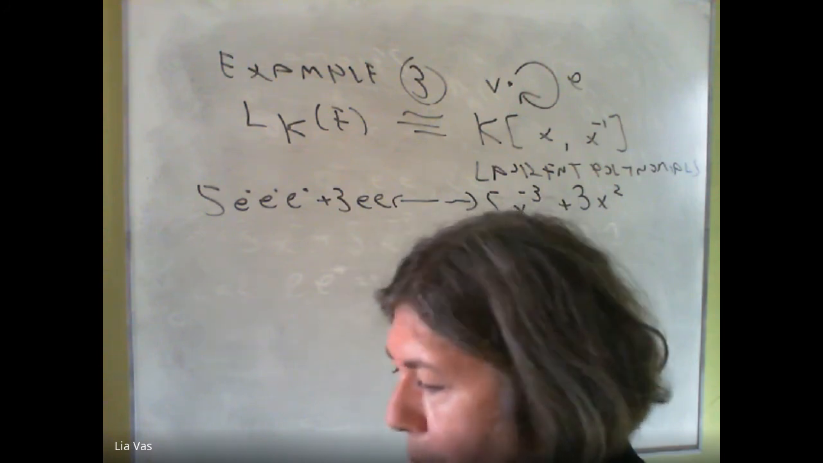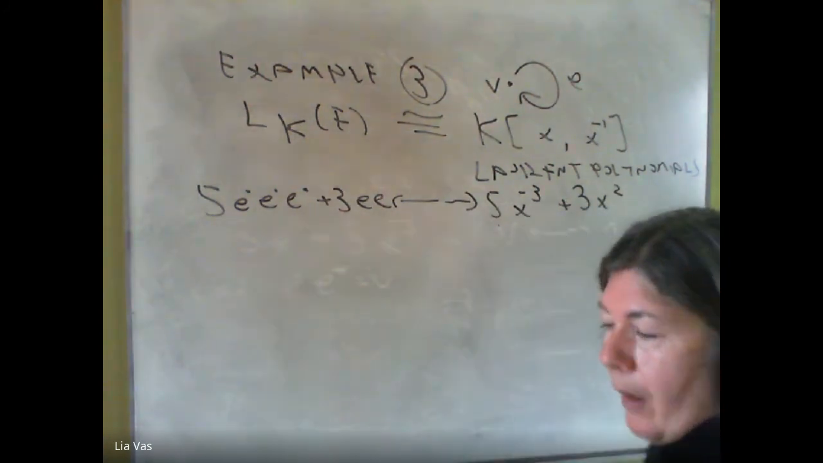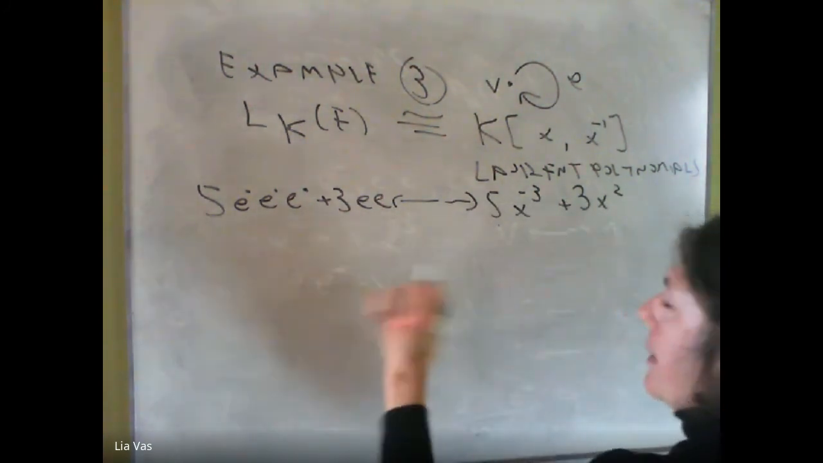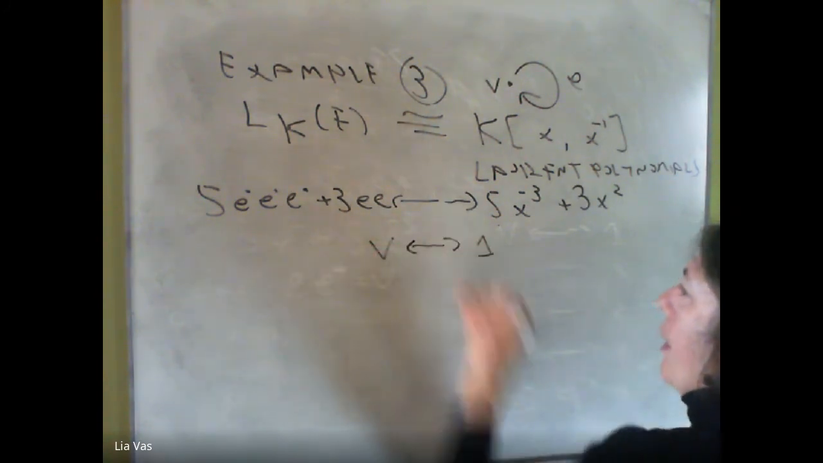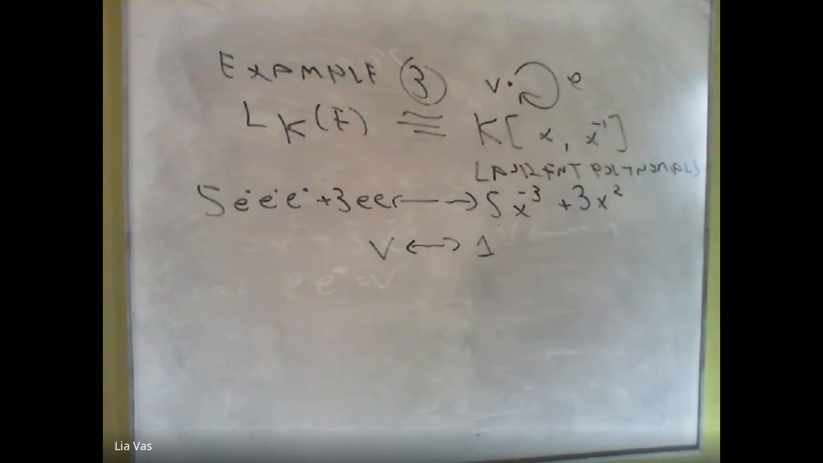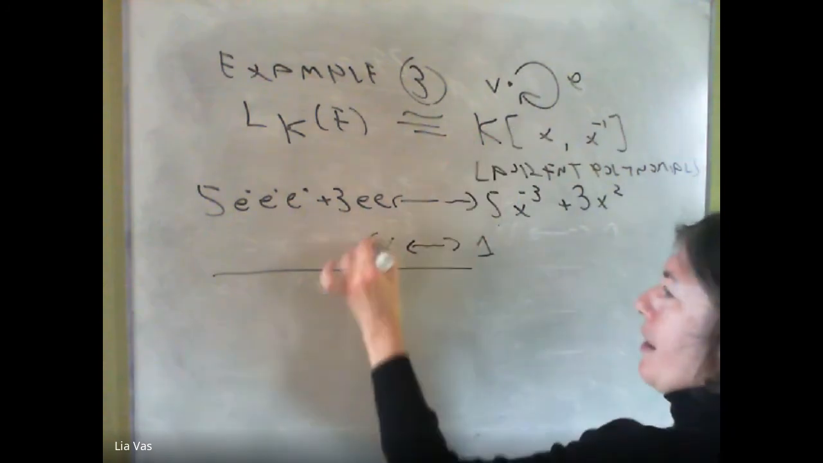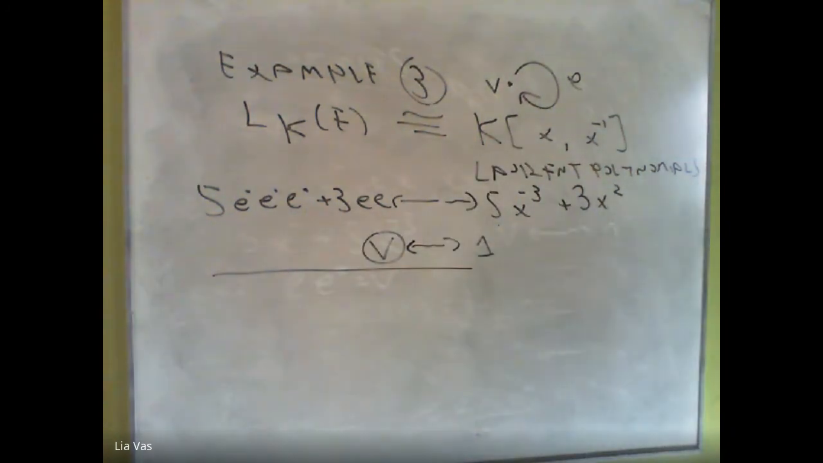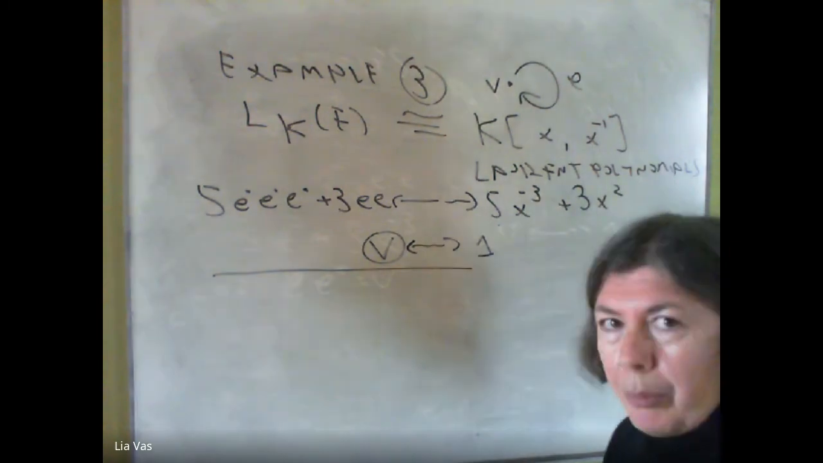Maybe let me just give you one final exercise and then we are done for today. In this example here, we have seen that V corresponds to 1, and there was only one vertex. So all the vertices are already listed here. This example is, in a way, more general than it may appear.